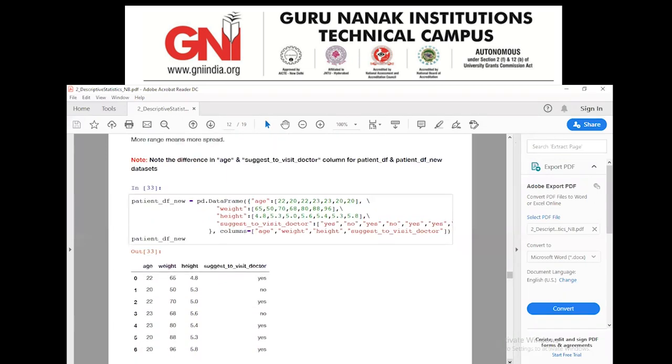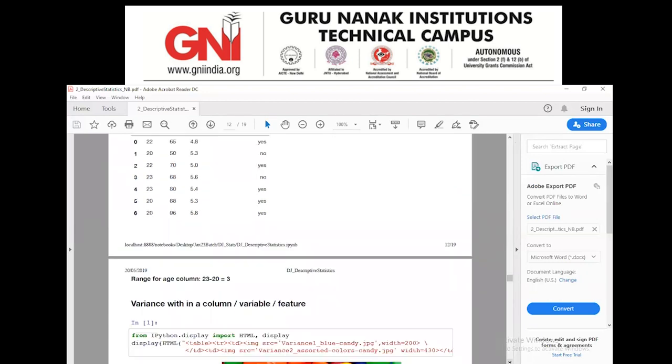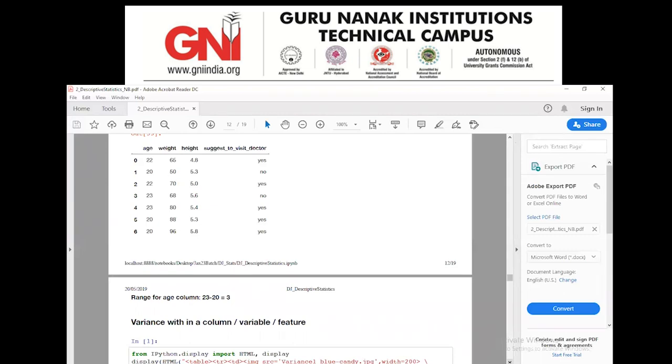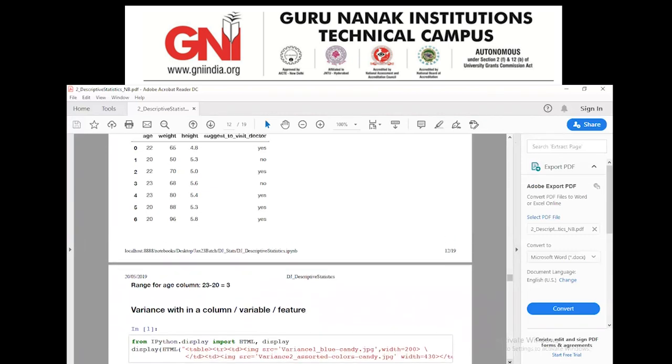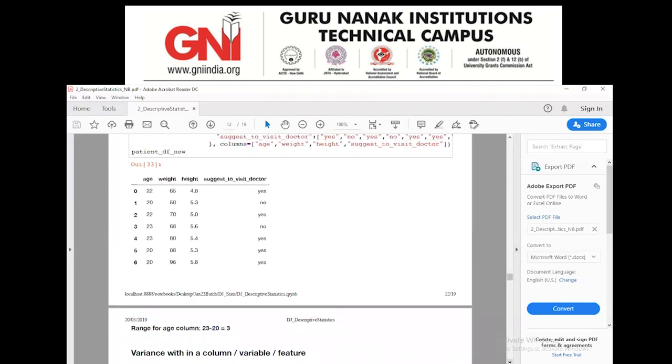Okay, let's see the other one. Range is already discussed. For this example, please tell me the range. For that, range is high. For this, what is the range? What are the values here? Mostly repeating values are there. The range is 3. So don't take this kind of data for the analysis.